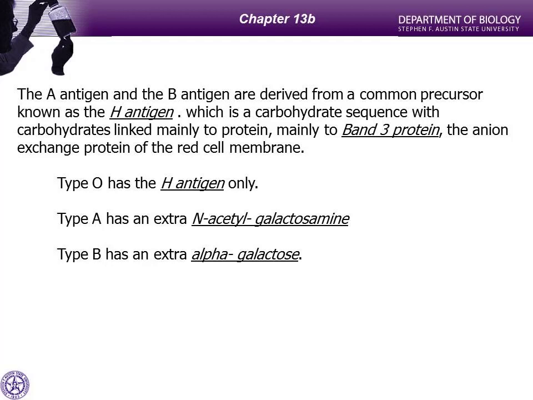However, if you have antigen H that has an extra N-acetylgalactosamine, one extra sugar group placed on it, then you have A-type blood. Or conversely, if you have the H antigen that's got an alpha galactose added to it, you've got B-type blood. So you see, in fact, it's not the absence of an antigen, it's the absence of the extra sugar that makes either the A or the B antigen.